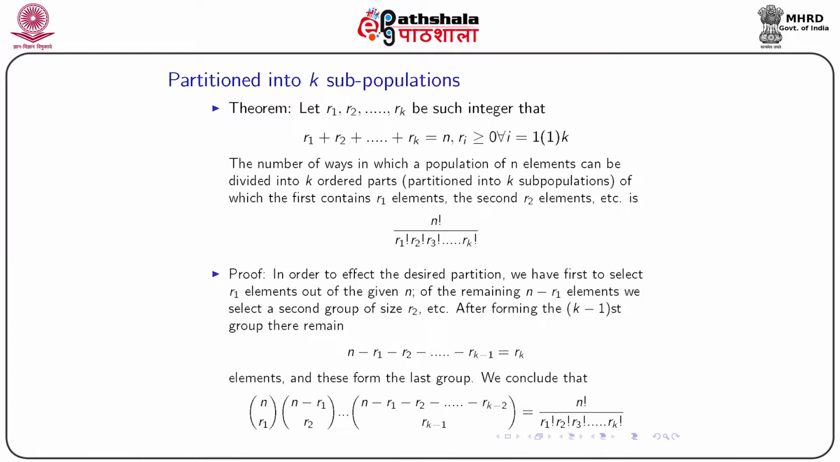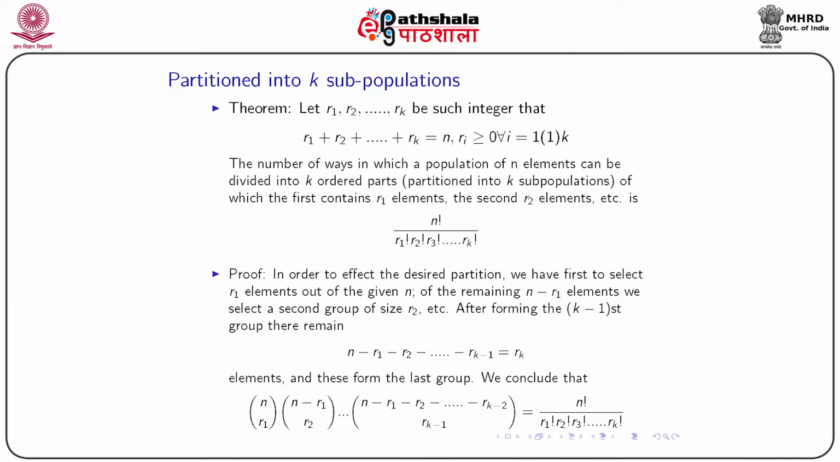So once we do this for the first group and second group, we are left with n minus R1 minus R2 elements. Now out of these n minus R1 minus R2 elements, we are taking R3 elements for the third group. So after forming these k minus 1 groups, we will be left with n minus R1 minus R2 minus ... minus Rk minus 1, that is nothing but Rk. So this many elements are there and these form the last group.